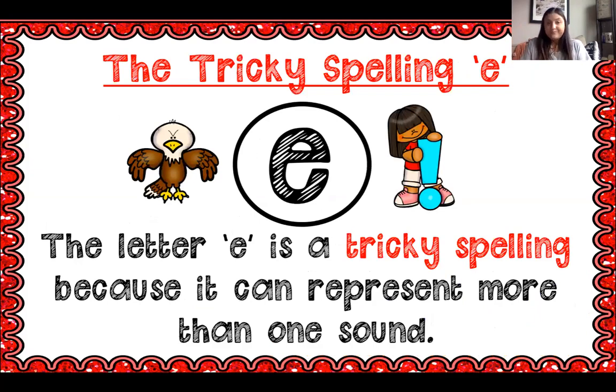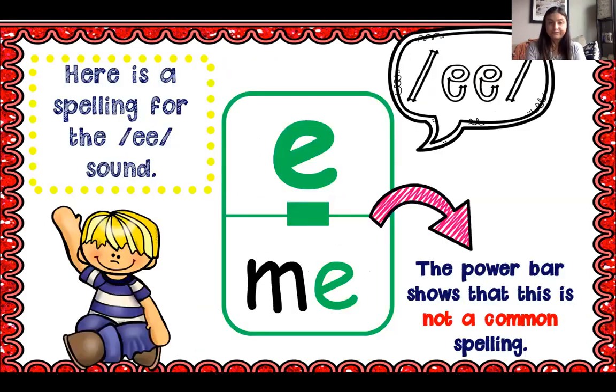So now we're going to talk about the tricky spelling for E. The letter E is a tricky spelling because it can represent more than one sound. Okay, so we've just practiced when it says eh. Now we're going to practice when it's being tricky and sometimes it says E. Alrighty, so here's our spelling for the E sound. It's all by itself, it's just the letter E. I see this in the word me. Remember, all of our vowel cards are going to be green because our mouth stays open and it lets the air flow through, kind of like a green light. You're good to go. E. My teeth don't close, my lips don't close, all the air can flow through.